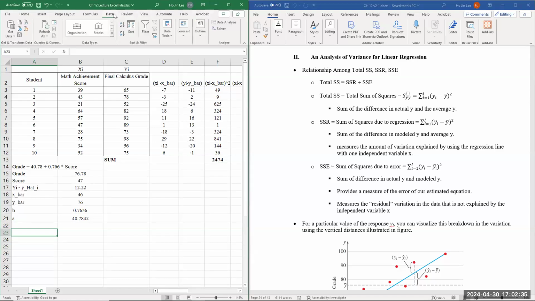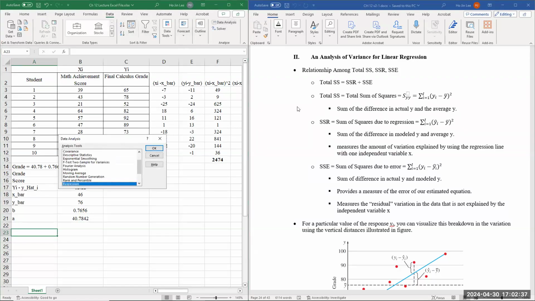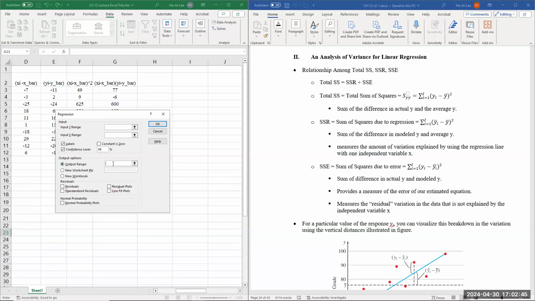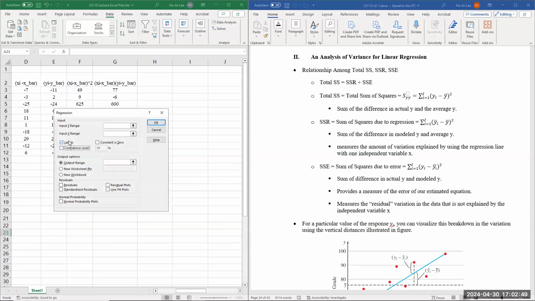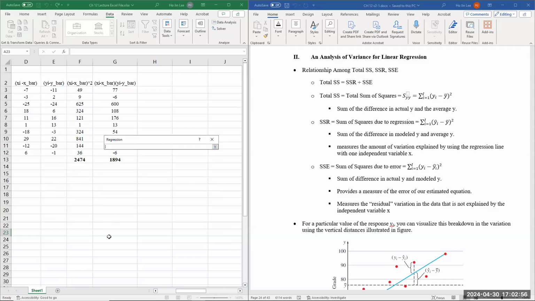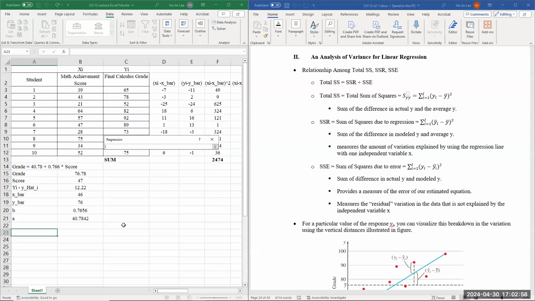Go to data analysis, regression. Press OK. This is all populated. Let me erase all this. I think when you open it, it should look like this. For the Y range, you want to put in the Y variables. Scroll. These are the Y variables. I'm going to stick in also the header.